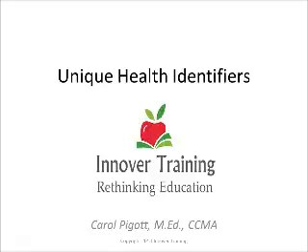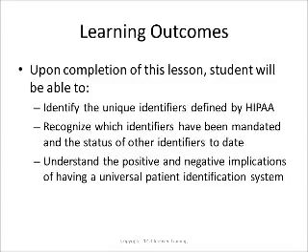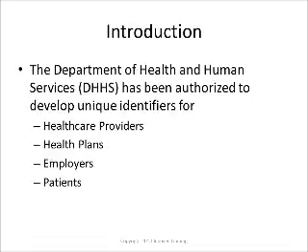This course is entitled Understanding HIPAA for the Medical Office, and this is Lesson 6, called Unique Health Identifiers. So what are we going to talk about today? Well, first we're going to identify the unique identifiers as defined by HIPAA. Then we're going to recognize which identifiers have been mandated, and then the status of other identifiers to date. And then we'll talk about the positive and negative implications of having a universal patient identification system.